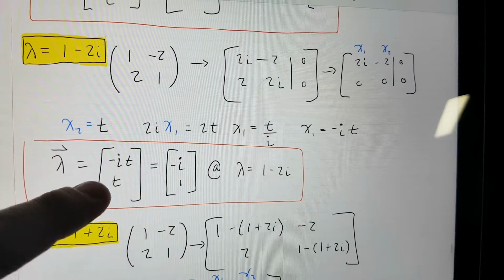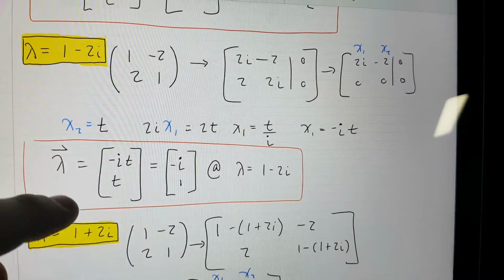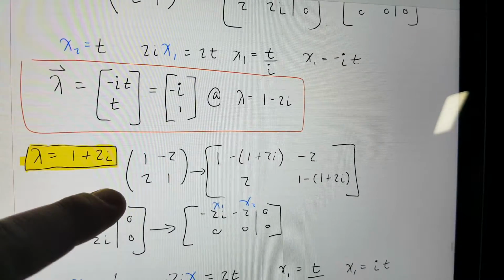Go ahead and plug that in, and you'll get this as your eigenvector for t equals 1. Same thing with this one.